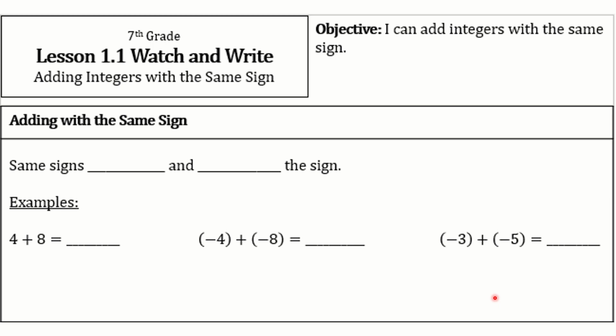All right, welcome to 7th grade lesson 1.1 Watch and Write. Today we're going to talk about adding integers with the same sign. Our learning objective for today is that I can add integers with the same sign.